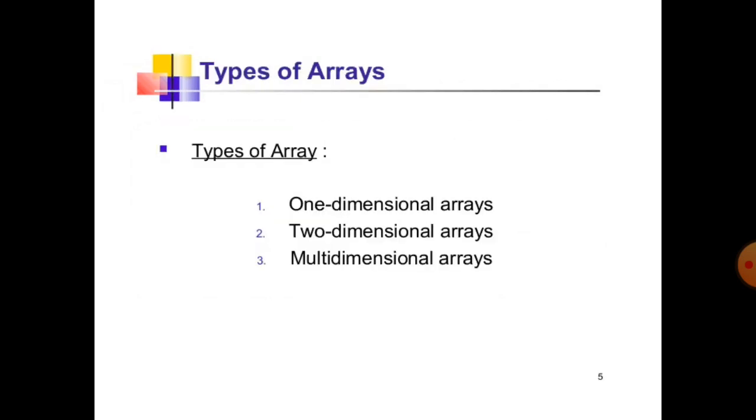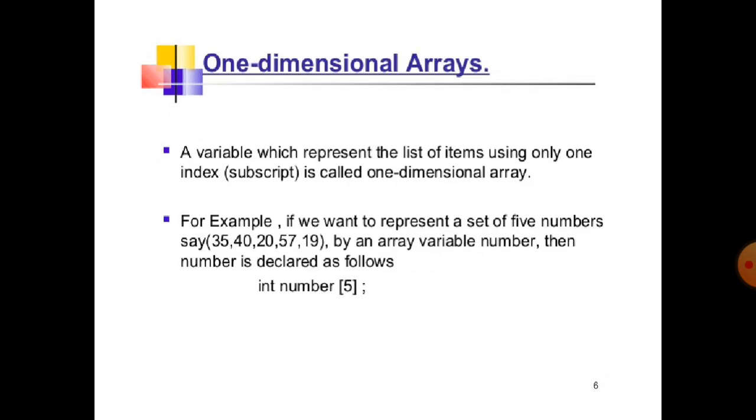Next topic is types of array. There are three types of array. First is one dimensional array, second is two dimensional array, and third is multi-dimensional array. First we will discuss one dimensional array. A variable which represents the list of items using only one index, meaning subscript, is called a one dimensional array.